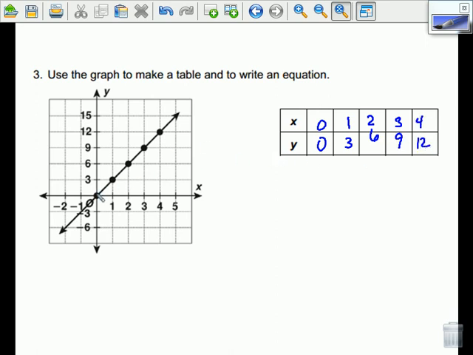Here, I go up 3 and over 1. So 3 over 1 is a change of 3. And from these 2 points, I go up 3 more and over 1. So it's the same. And I go up 3 and over 1. So y equals, I know my change is 3 times the x value. So 3 times 0 is 0 and I don't add anything. 3 times 1 is 3, 3 times 2 is 6, 3 times 3 is 9, etc. So here is the equation. And that is it.